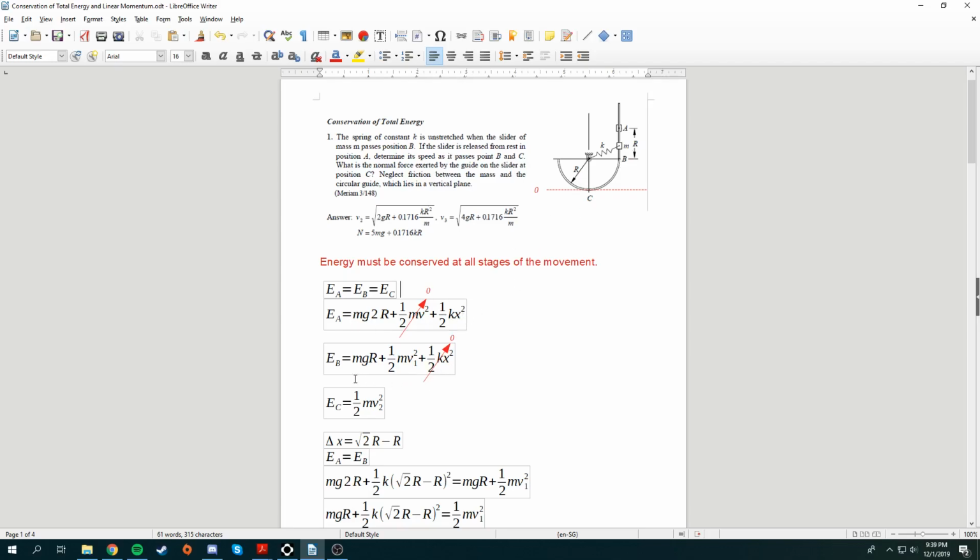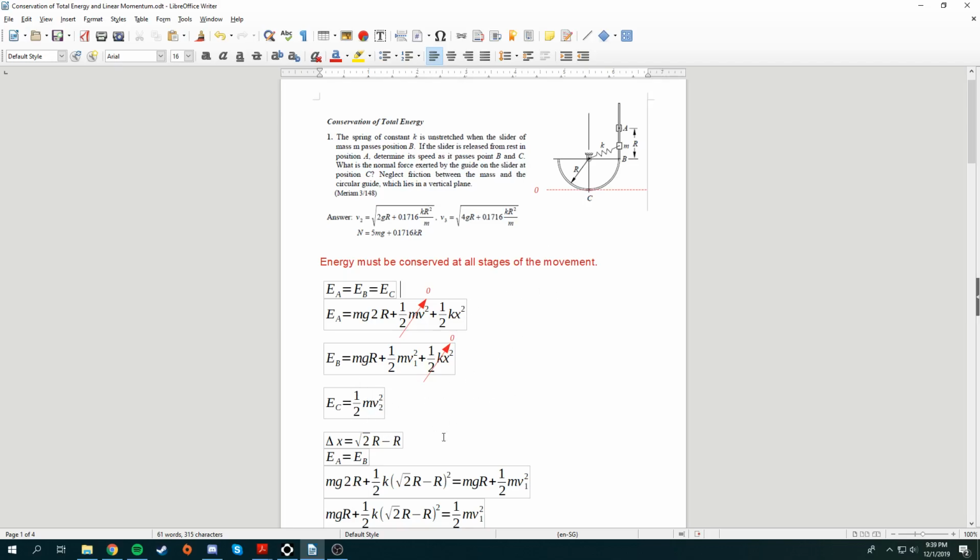Now we write down the equation of energy at B. When it reaches state B, you have mgR, gravitational potential energy, and some velocity, so v1 will be the velocity at point B. There is no half kx squared term, because once it slides to B the spring will already be unstretched, so there will be no elastic potential energy. Then we write down the energy at C. At C, there's no gravitational potential energy and no elastic potential energy, so there's only kinetic energy.